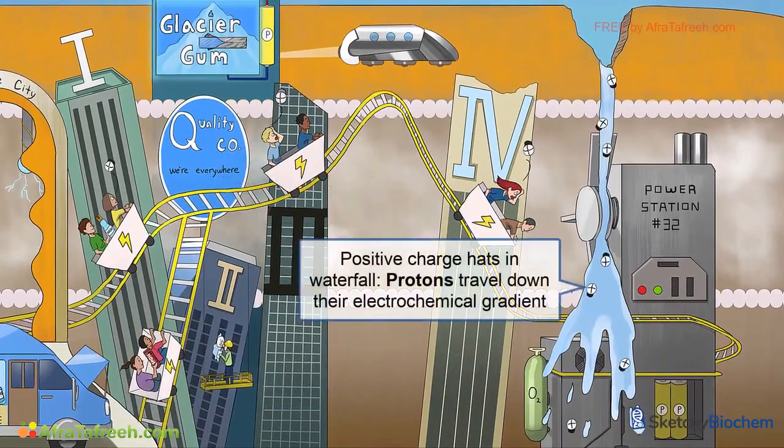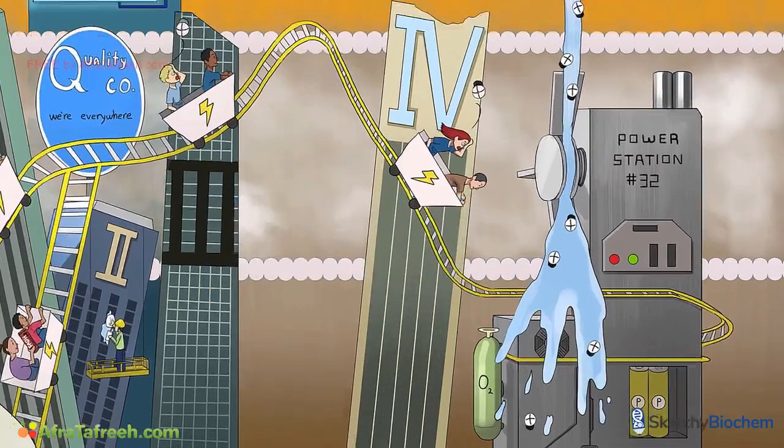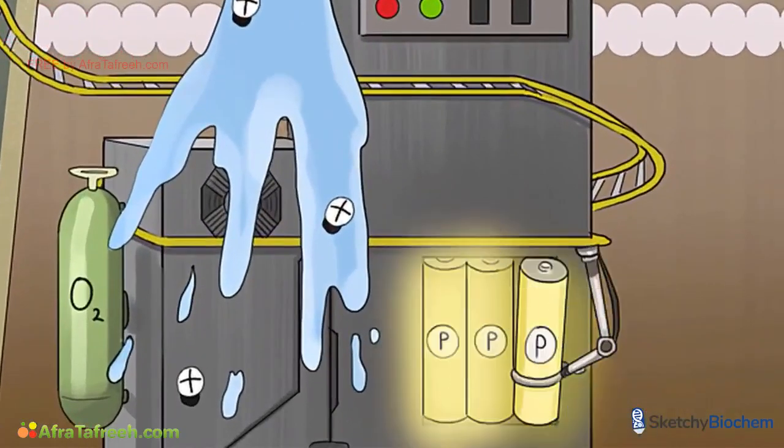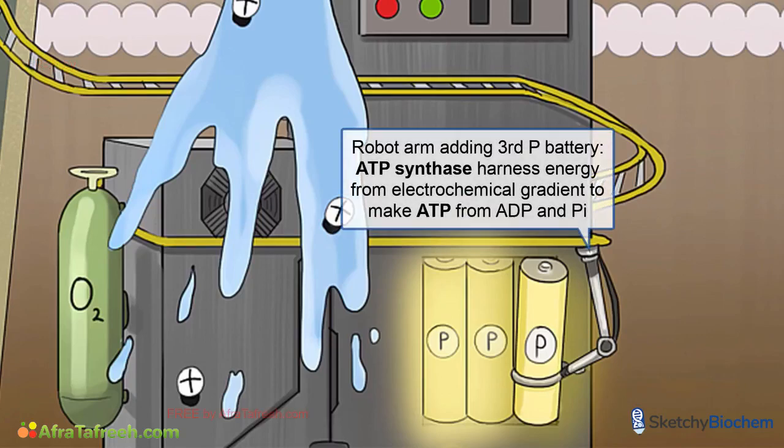Once all the electrons have passed, protons will travel down their electrochemical gradient to enter the mitochondrial matrix, just like all those cast-aside plus hats falling down the waterfall. We've finally reached the big finale. ATP synthase harnesses the energy from the gradient to make ATP from ADP and Pi. Illustrated here is a water wheel powering a robot to add a third P battery, making ATP.